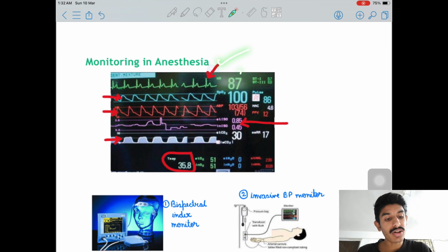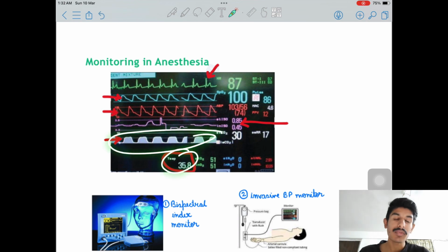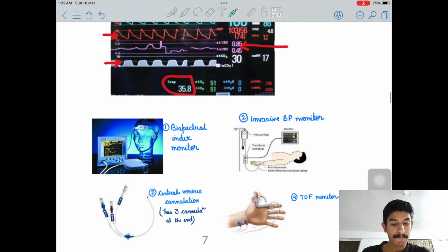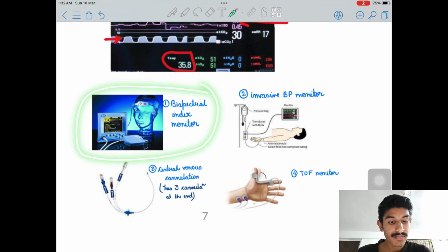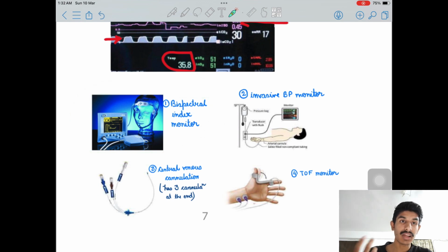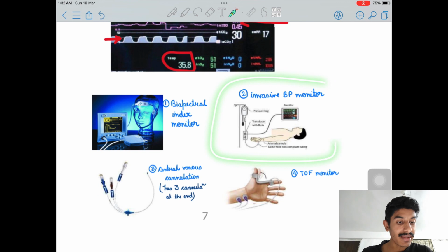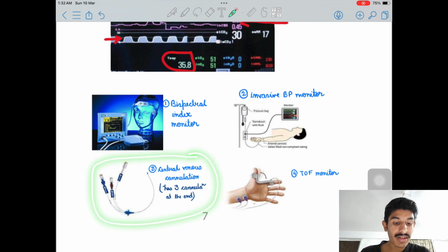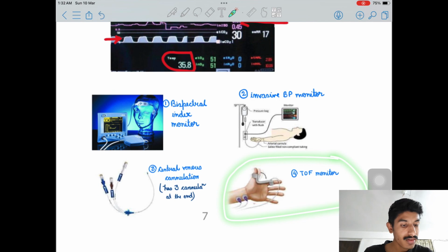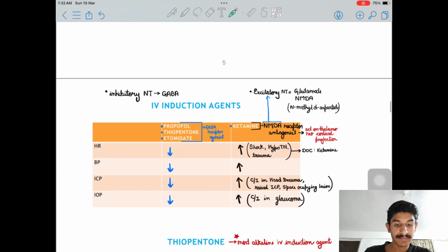The monitors we already talked about: heart rate, ECG, invasive, non-invasive, temperature, capnograph, all we taught in the first part. So 4 things which we use in the operation theater: the bispectral index monitor, which helps for depth of anesthesia; then invasive blood pressure, which tells us beat to beat monitoring of blood pressure; then central venous cannulas; and the train of 4 monitor, which is put on the ulnar nerve.